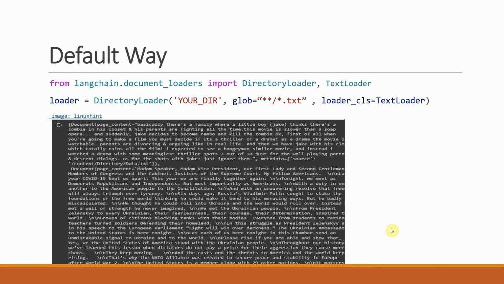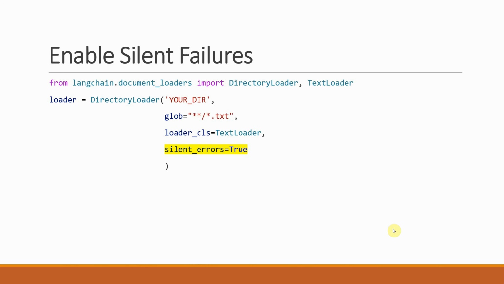To handle that, you just need to enable silent_errors=True. This is the flag or parameter which you can pass in your DirectoryLoader, and what it will do is silently ignore the file which is having any kind of trouble and proceed with the rest of the files. So if you have 10 files and one is having trouble, you can still go ahead with your 9 files. This is very useful because it would be very difficult for you to detect which file is having trouble and then skip it.